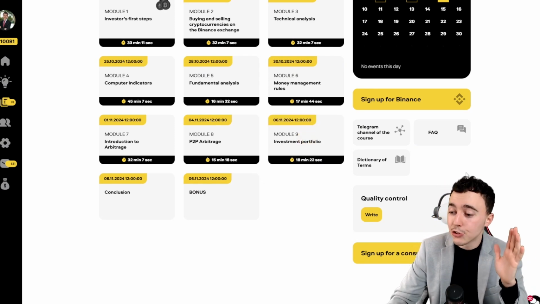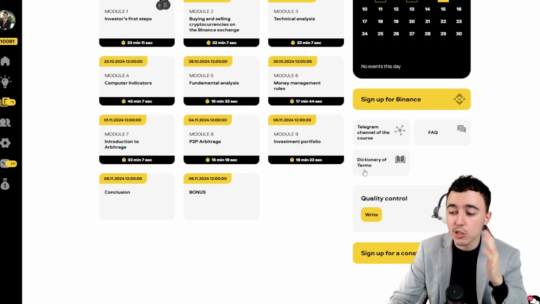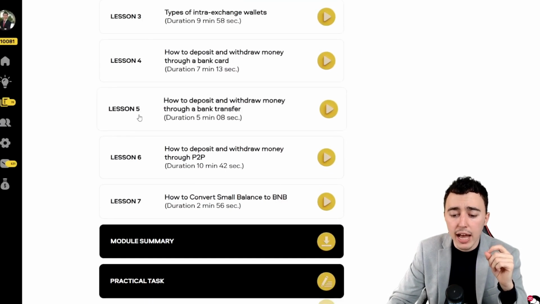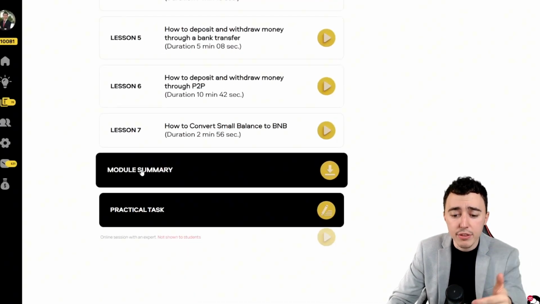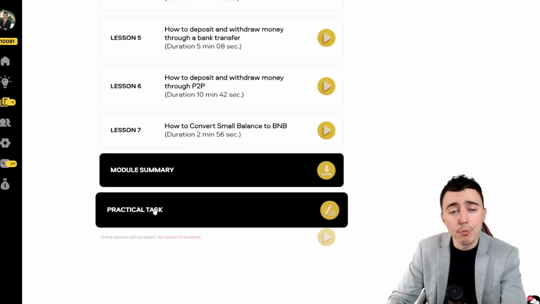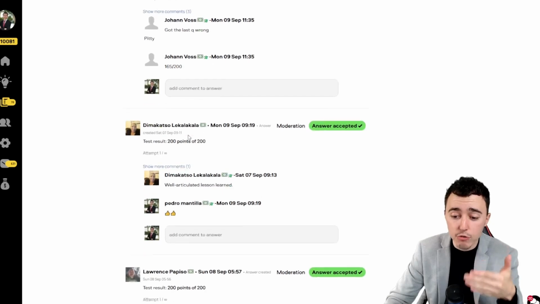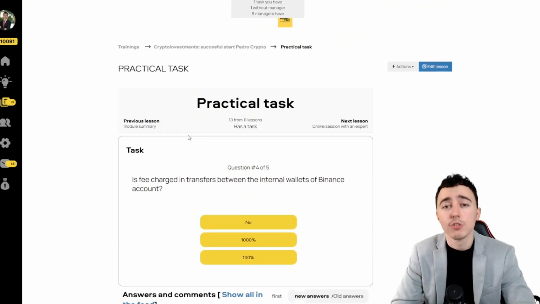Now, lastly, you will have here all the access to any questions, any doubts you may have, and in every single module, you will have a module summary to see everything in a written format, a PDF, and a practical task where you will be able to check if you really understood everything, and we will check your results and make sure that you get the results that you are looking for.